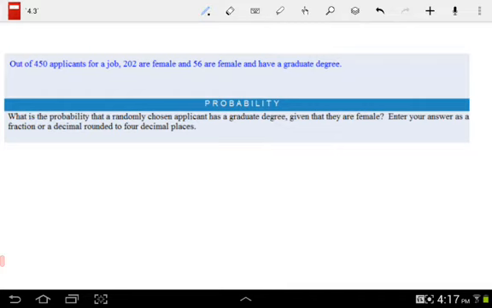I think you would want to do the same thing in this lesson. This one says, out of 450 applicants for a job, 202 are female and 56 females have a graduate degree. What is the probability that a randomly chosen applicant has a graduate degree given that they are female? We're looking at the probability of pulling a graduate given that they are female. We have 56 of the females are graduates here.